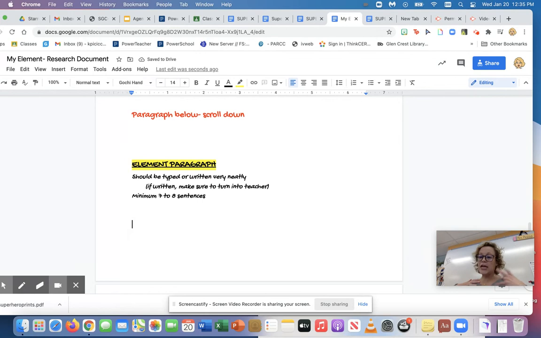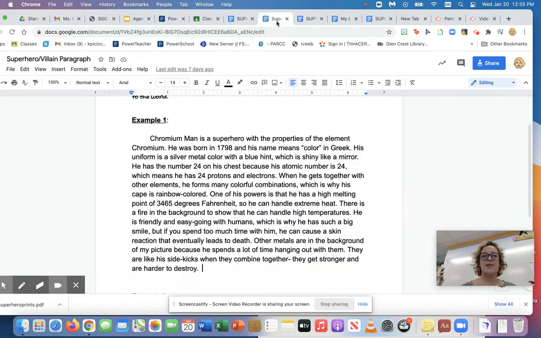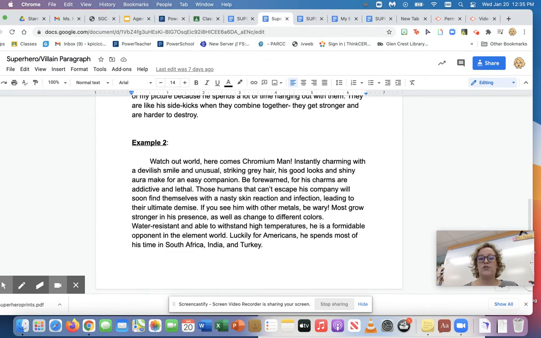And again, you're just taking what you drew in your picture and explaining it in complete sentences, okay? If you want to challenge yourself because you like creative writing, you can also jazz it up a little bit more and do a paragraph that looks like this. You don't have to, but it's kind of fun, especially if you like to write. So here's the same example of Chromium Man, but I kind of spiced it up and made it a little bit different. I didn't just say, in my picture I drew. I kind of wrote it almost like a comic book. So here's what I said.